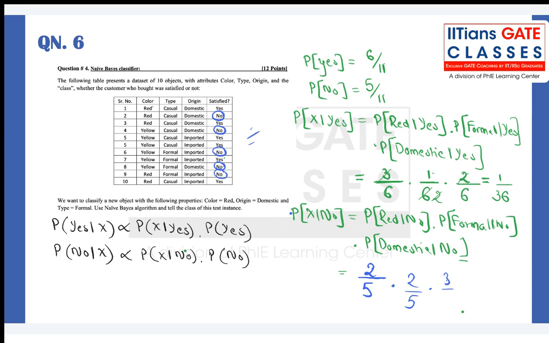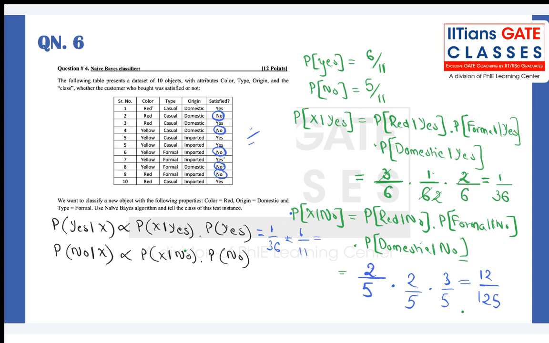Correct? And if you calculate this value, you will get 12 by 125. So now you can calculate the value of this one, which is 1 by 36 into 6 by 11, which is 1 by 66.